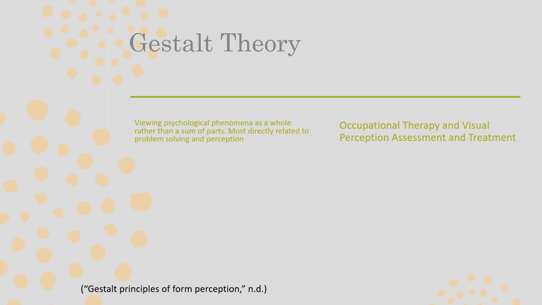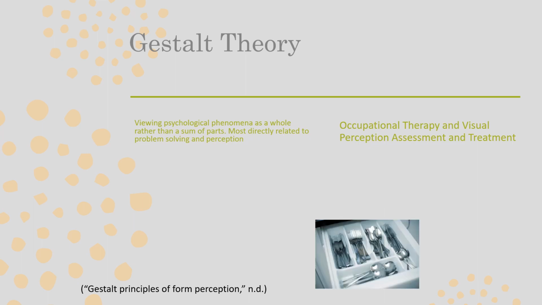I'll demonstrate how occupational therapy uses visual perception assessment and treatment in practice. Notice how all of the utensils are very similar. We might have a stroke patient attempt to place the fork where the fork belongs among all the others. That is an example of similarity.